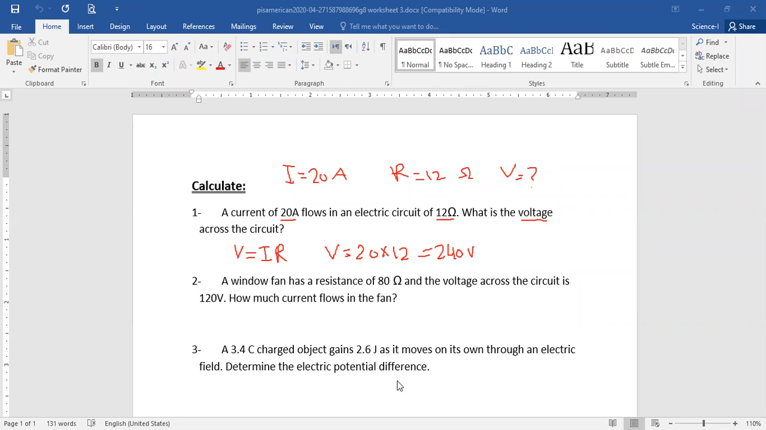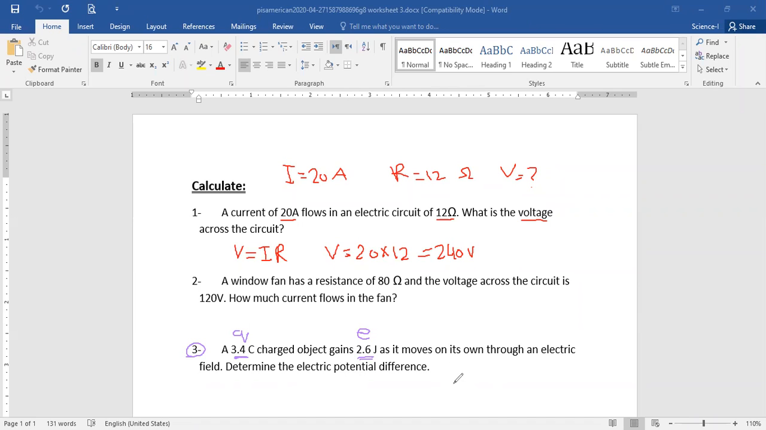So in that case, could I answer this with the same mathematical equation that we used in question 1? Could I use V equals IR? What do you think, guys? No, question 3 is different. Why? Because I don't have the current and I don't have the resistance. What we have is the amount of electricity, so Q equals 3.4 coulomb, and we have the amount of energy, 2.6. So what rule are we going to use here? Number 3.